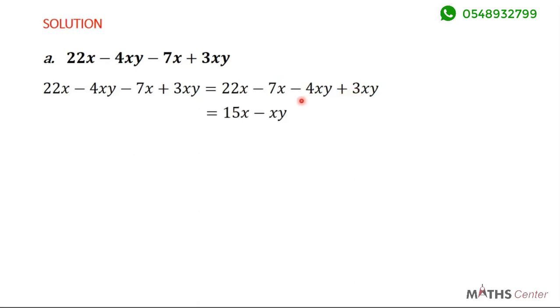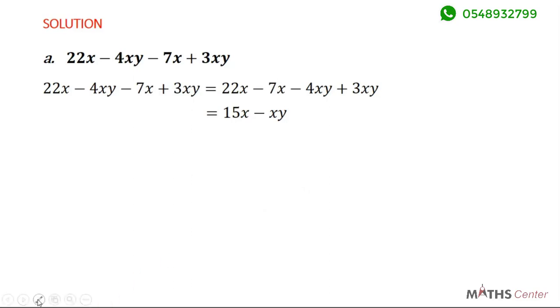In the first instance, we have 22s minus 7s. So you are going to get 22 minus 7. That will give us 15, so you are going to have 15s. Remember that we are subtracting the coefficients. Now in the second instance, we are going to have minus 4 plus 3. We know that minus 4 plus 3 will give us minus 1.